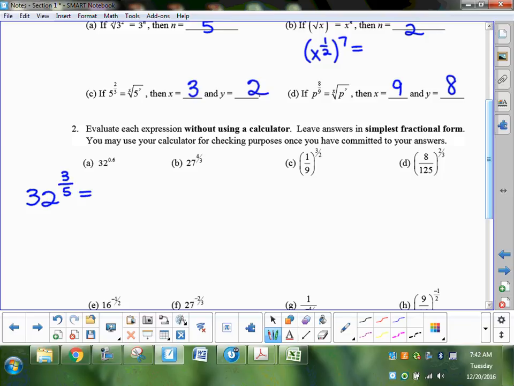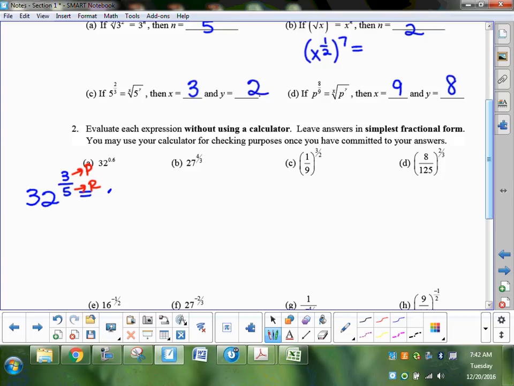Now, if I'm evaluating this, remember, this is power over root. If I don't have a calculator, the first thing I want to do is pick which one of those is going to be easier to do. Is it easier to raise 32 to the 3rd power in my head, or is it easier to take the 5th root of 32? Hands up, please, when you can answer that question. Which one can I do most easily? Take the 5th root of 32, so what's that?